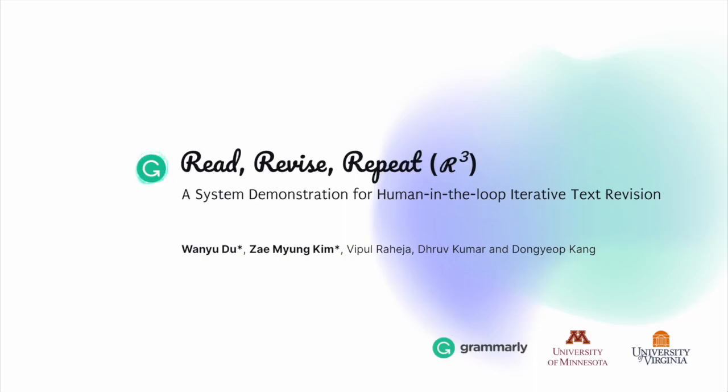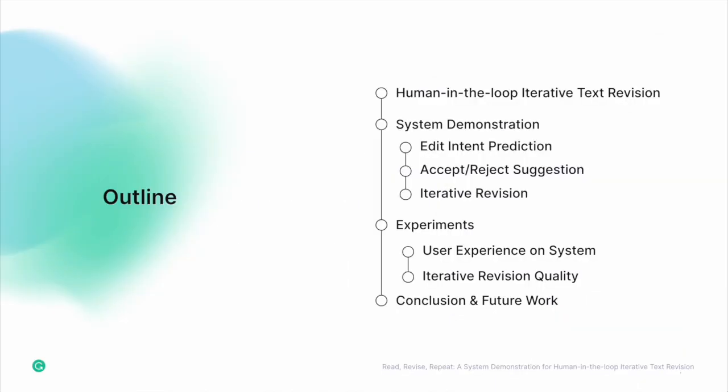Hello everyone, I am Myung, and today Wanyu and I are going to present a system for human-in-the-loop iterative text revision task, which has been a collaboration project with Grammarly. In this presentation, I will first describe the human-in-the-loop iterative text revision process and demonstrate our system. Then Wanyu will present some interesting findings on our user studies and conclude with future directions.